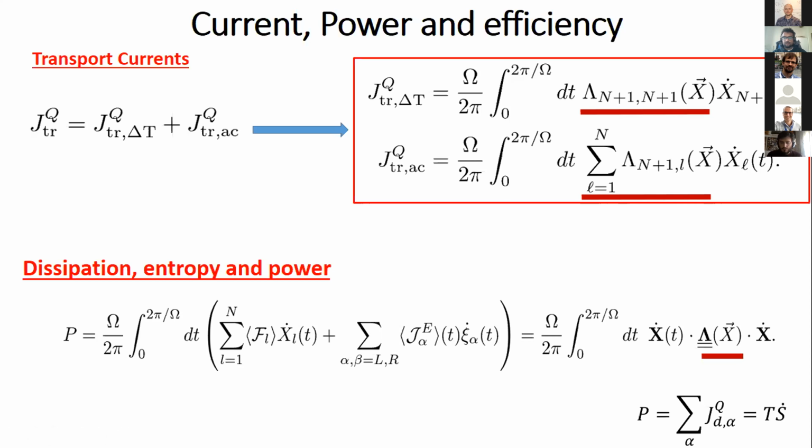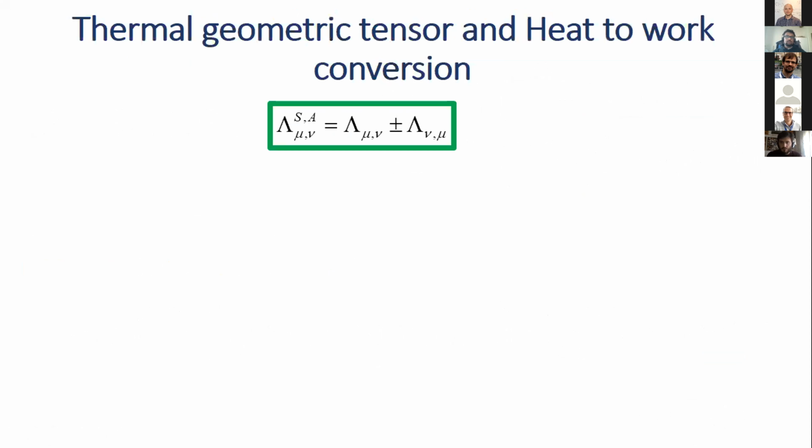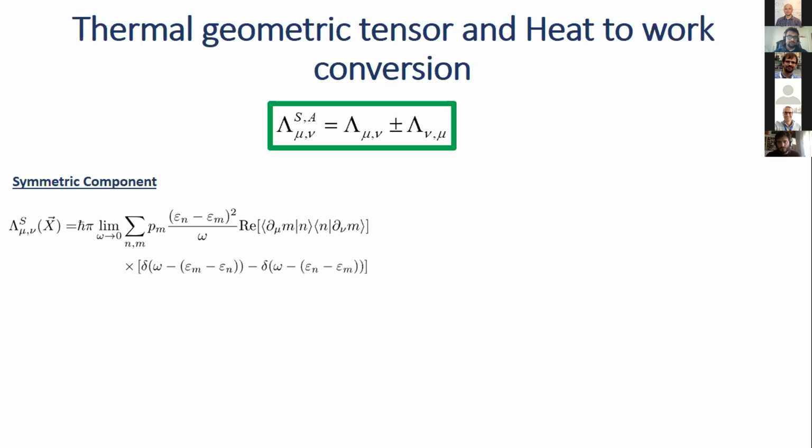How can we characterize lambda? It has been widely studied. The properties of lambda have been widely studied in recent years. First of all, one can break this lambda into symmetric and antisymmetric components. In the Lemon representation, the symmetric component is given by this term.